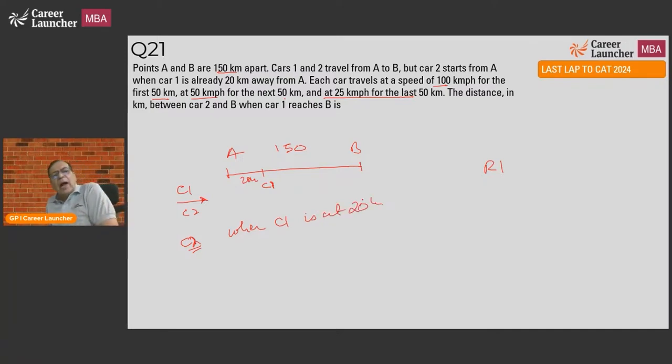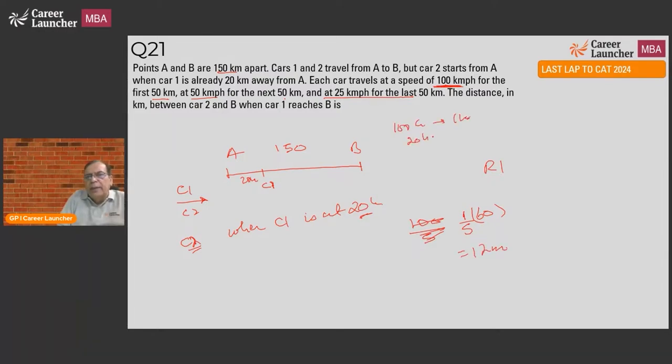So car 1 covers, let me put it this way. Each car travels at the speed of 100 kilometers per hour for the first 50 kilometers. So how much time will they take to cover this 20 kilometers? If it is traveling at the rate of 100 kilometers per hour, to do 20 kilometers, it will take 1/5 of the time. It does 100 kilometers in 1 hour, so it will do 20 kilometers in 1/5 of an hour, which is equal to 12 minutes. So it will reach 12 minutes late.